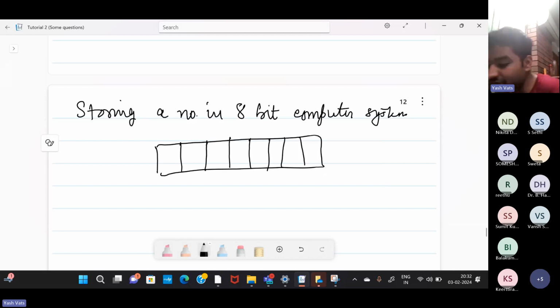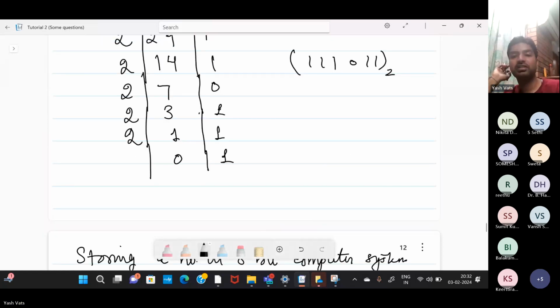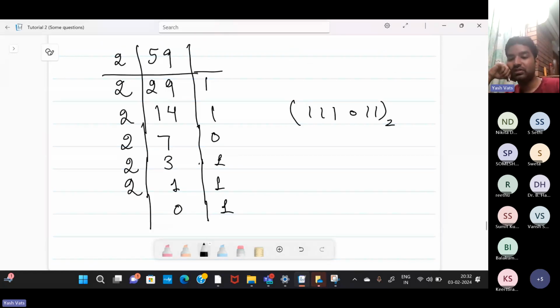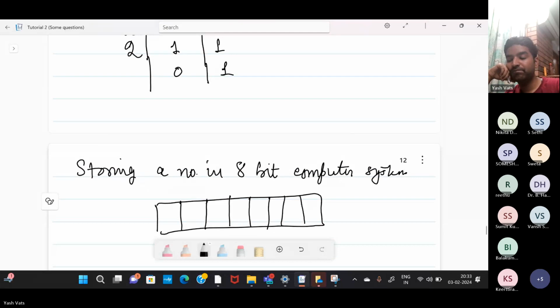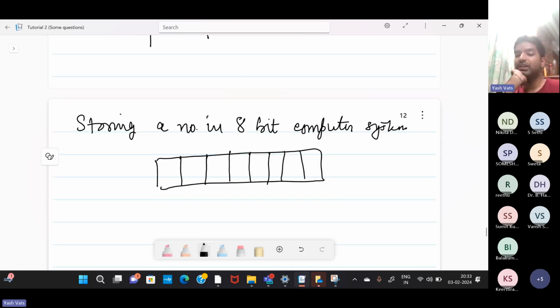Okay, anyone knows how to store this number? Like I have to store this 59. How do I store it in an 8-bit computer system? Anybody? What is the correct way to do that? Okay. What is the correct way to do this? What does the first column represent?